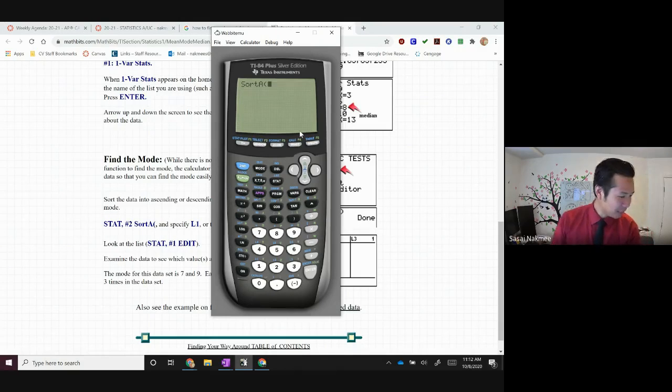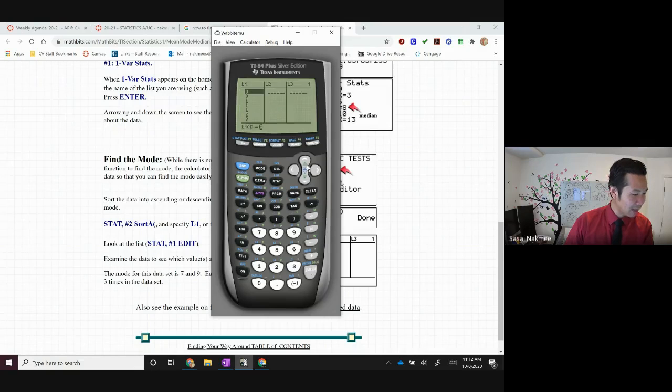We're going to sort it from least to greatest, and my numbers are in my L1 list, so I'm going to press enter. It says it's done. I check out the list, and yes, it is done. It goes from 0 all the way down, which is a little annoying. I have to see which one shows up the most.